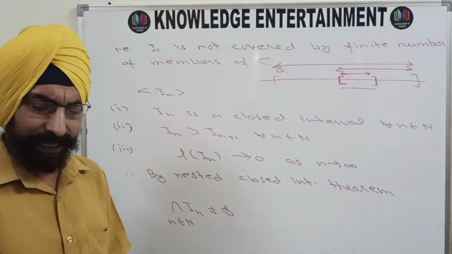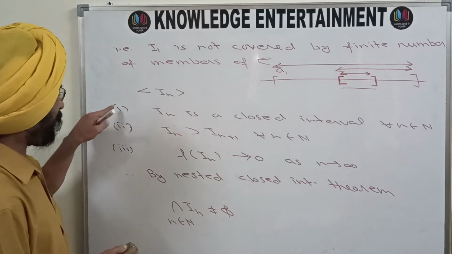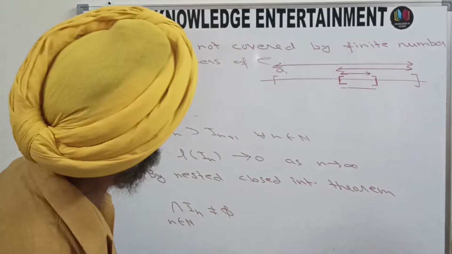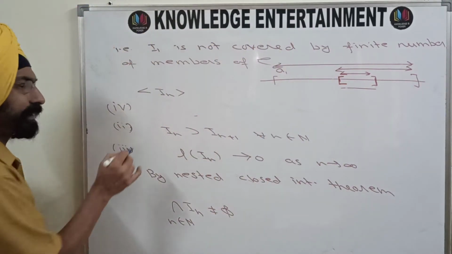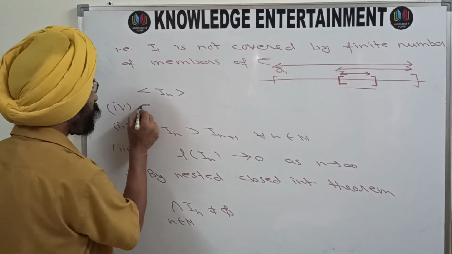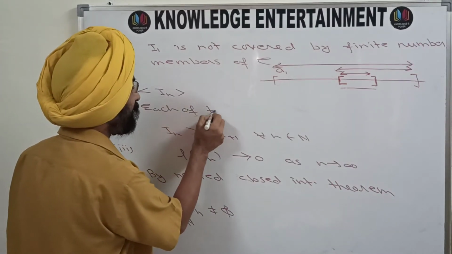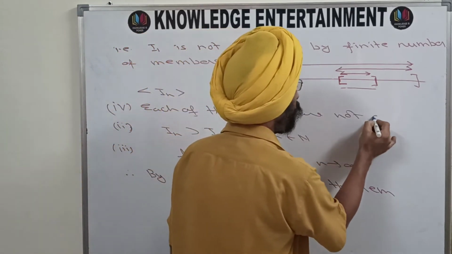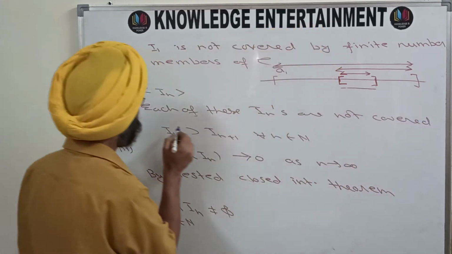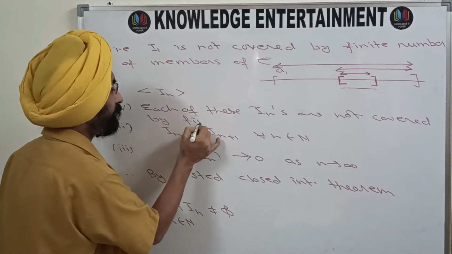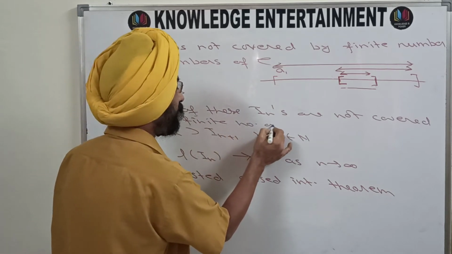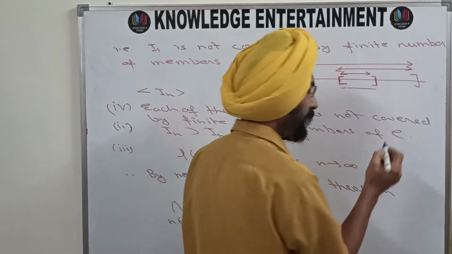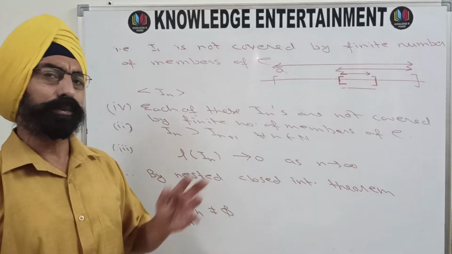One more thing I want to mention here. This is 1, this is 2, this is 3, and there is one more point, 4. And what is this 4? Each of these In is not covered by a finite number of members of C. Your I1 is not covered by a finite number of members of C.